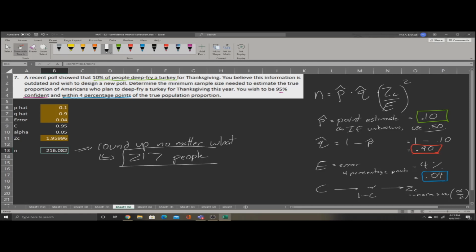So if we want to conduct a poll that has a confidence level of 95% and an error of 4 percentage points, we would have to poll 217 people to get that.